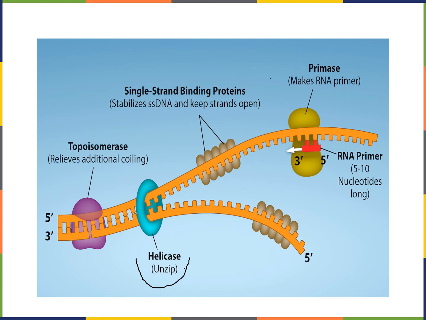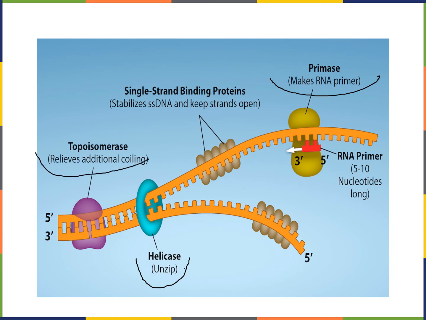Next, we're going to talk about primase. So primase is an RNA polymerase that binds to the single-stranded DNA and synthesizes a short RNA primer in the 5' to 3' orientation that is anti-parallel to the parental strand. This RNA primer allows for DNA polymerase to begin replicating the DNA.